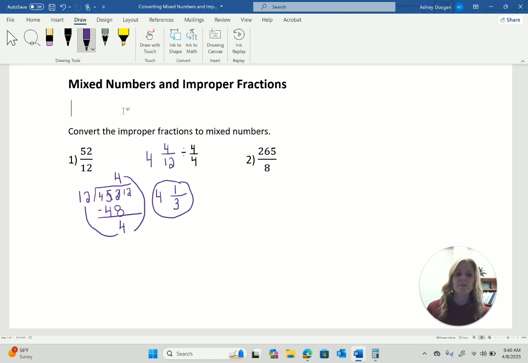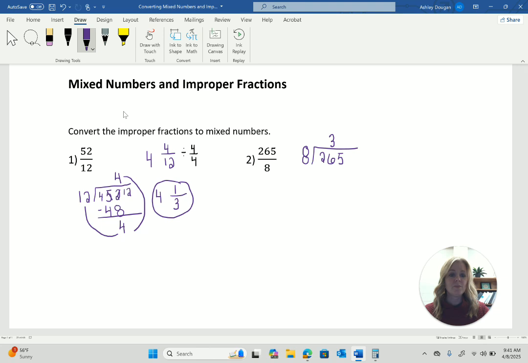But let's look at number 2. We have 265 over 8. I want to change that to a mixed number, and again, I'm going to do long division. I want to know how many times 8 will go into 265. Now, I'm going to work this one 2 ways. We're going to look at the traditional long division method first. That's where I look at these: 8 won't go into 2, but it will go into 26. 8 will go into 26 3 times.